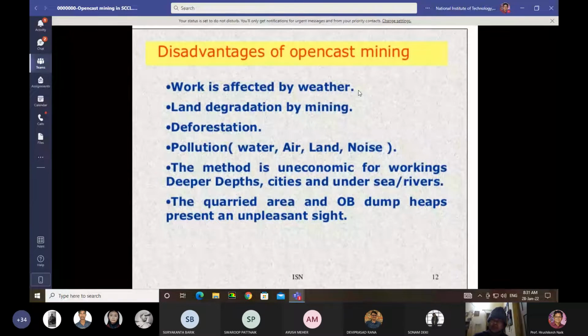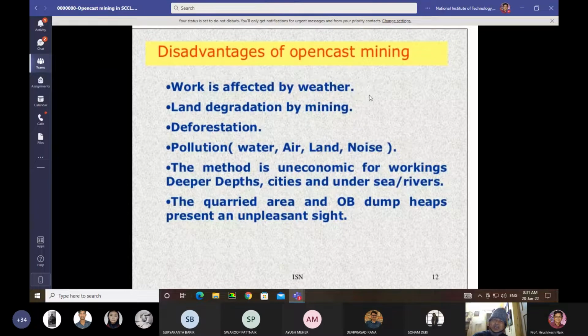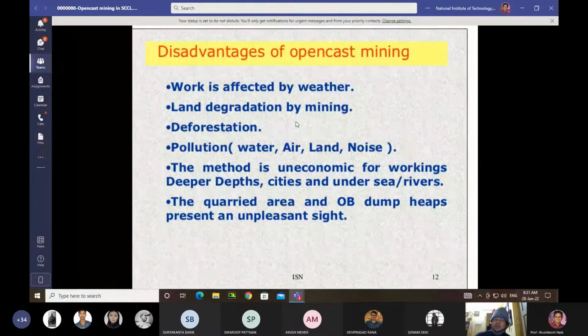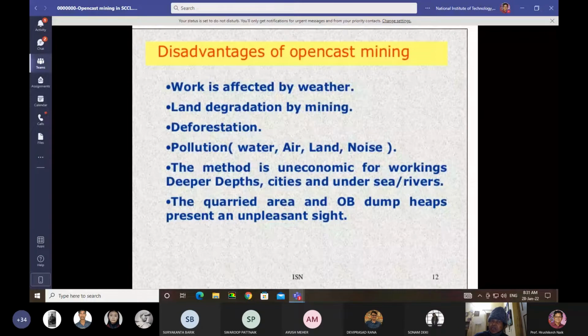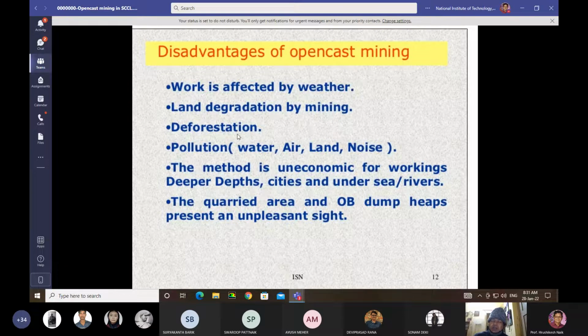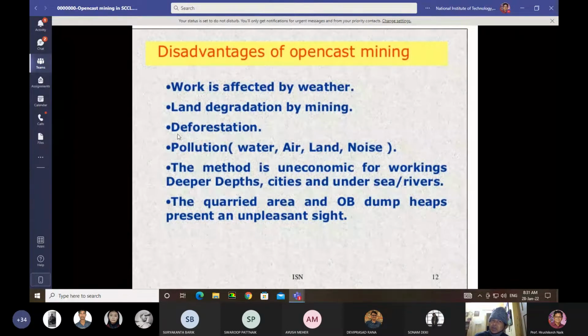And if you are going for open cast mining, the land is going to be degraded by mining. So land degradation will be taking place. The land which was used earlier for cultivation will be used for mining. So land will be degraded. And if it is a forest land, you have to cut the trees, which is called deforestation. So a lot of deforestation will be carried out to go for mining.